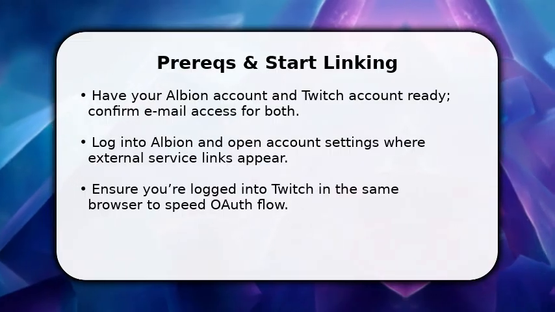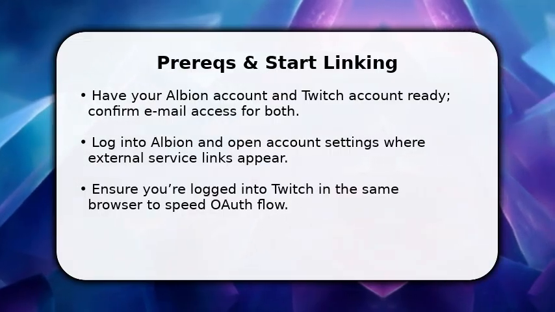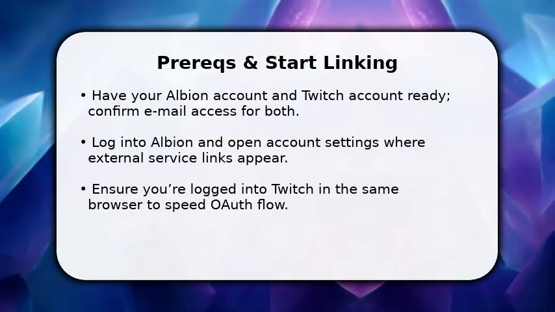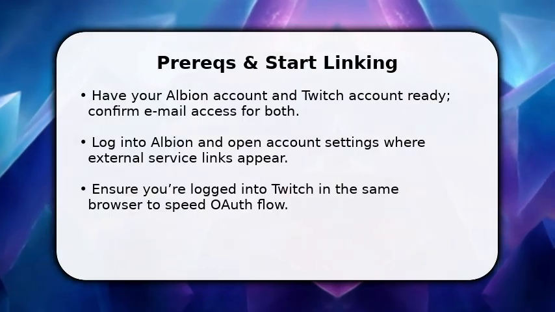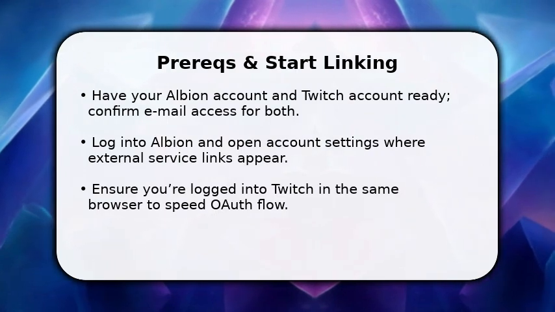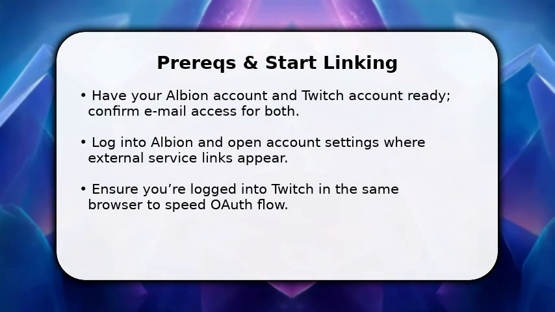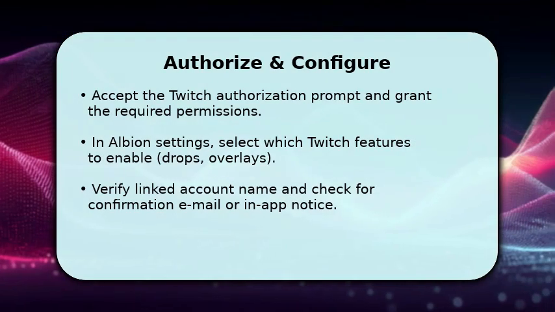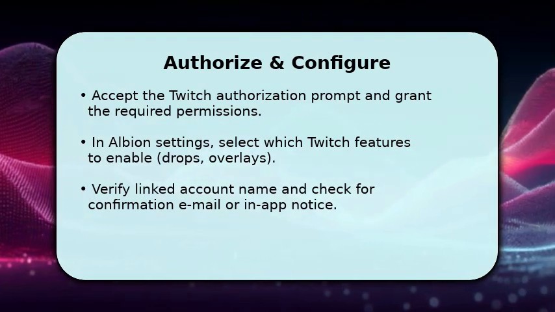You'll click the link or connect button to initiate OAuth. This is how Albion verifies your Twitch identity. Doing these steps first prevents mismatched accounts and saves time later. You'll see a Twitch authorization dialog, read permissions, and accept to allow Albion access.